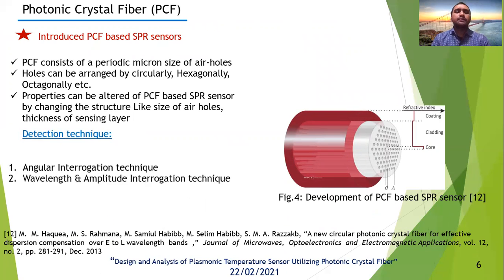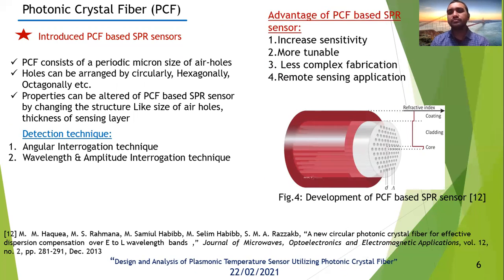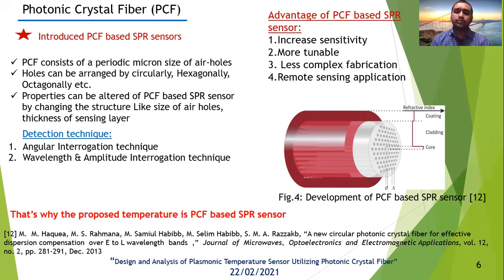For the detection technique, there are two types available. One is the angular interrogation technique and the other is the wavelength and amplitude interrogation technique. Angular interrogation is mainly used in prism-based SPR sensors, and wavelength and amplitude interrogation is used in PCF-based SPR sensors. Advantages of PCF-based sensor: increased sensitivity, more tunable, less complex fabrication, and remote sensing application. That's why I propose a temperature sensor using the PCF-based technique.